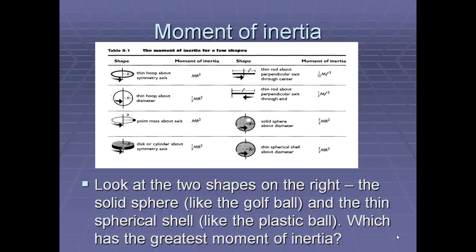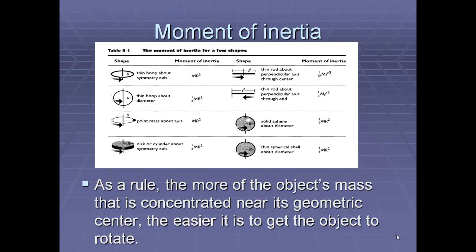So if we look at the two objects there, the solid sphere and the spherical shell, which one has the greatest moment of inertia? Take a moment to look at it, stop the presentation, and move on when you're ready. Obviously, the one that has the greater moment of inertia is the thin spherical shell. Its value is 2/3 times its mass times its radius squared, where the same value for the solid sphere is only 2/5 times its mass times its radius squared.